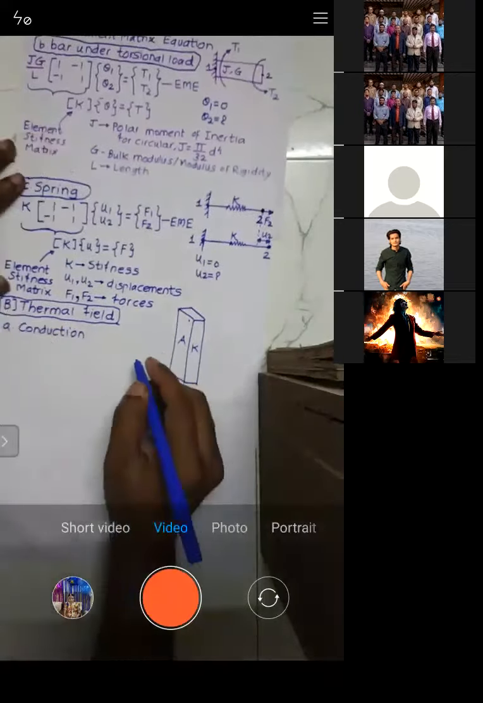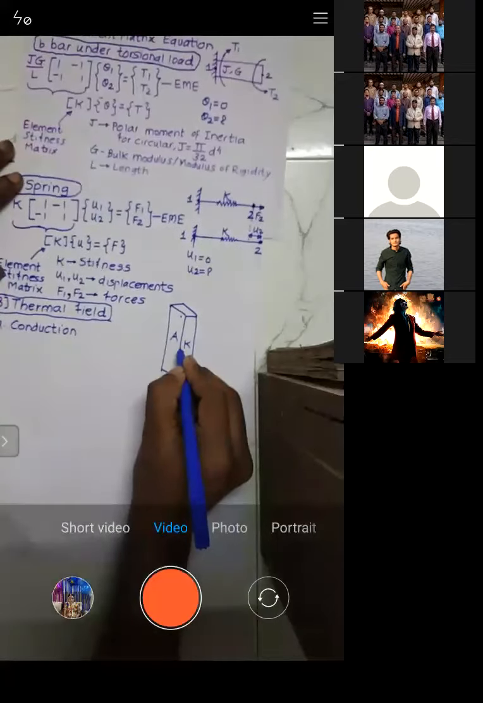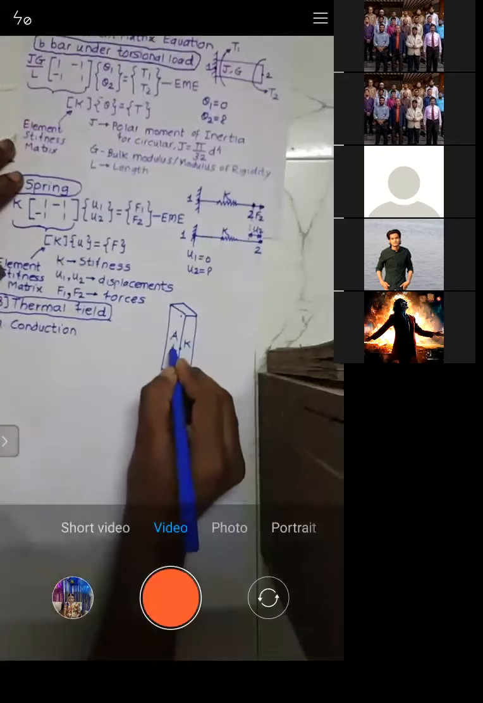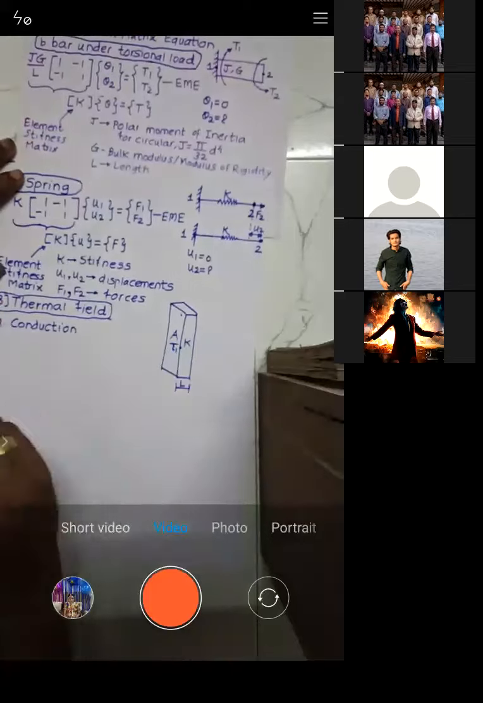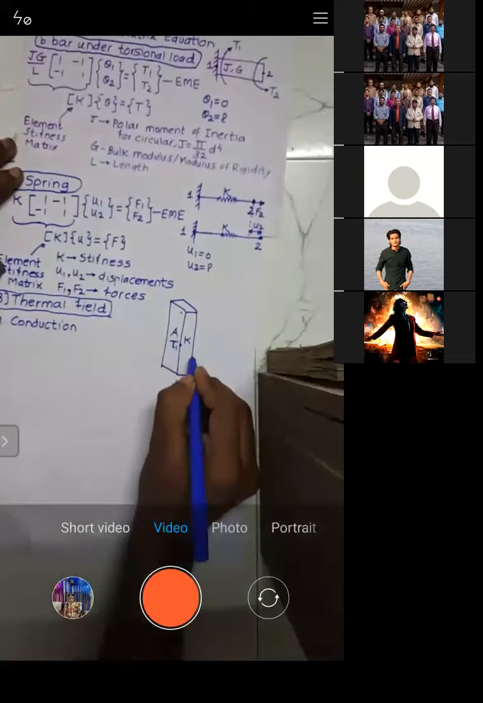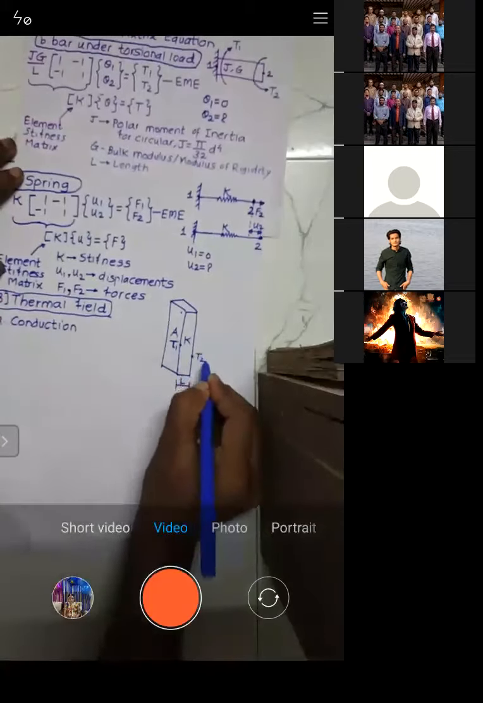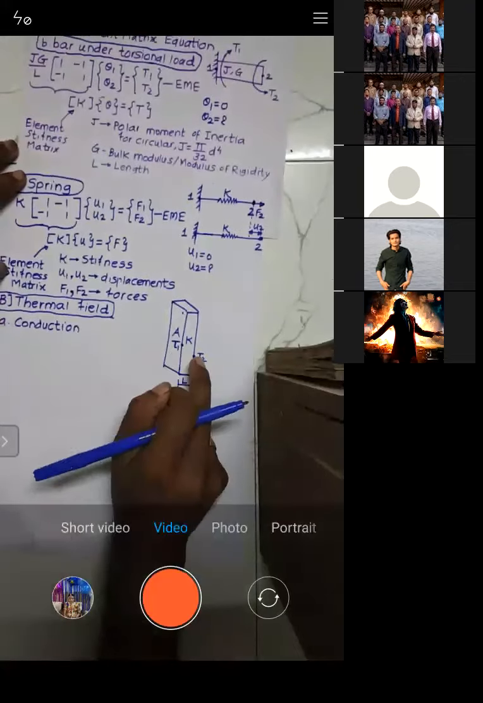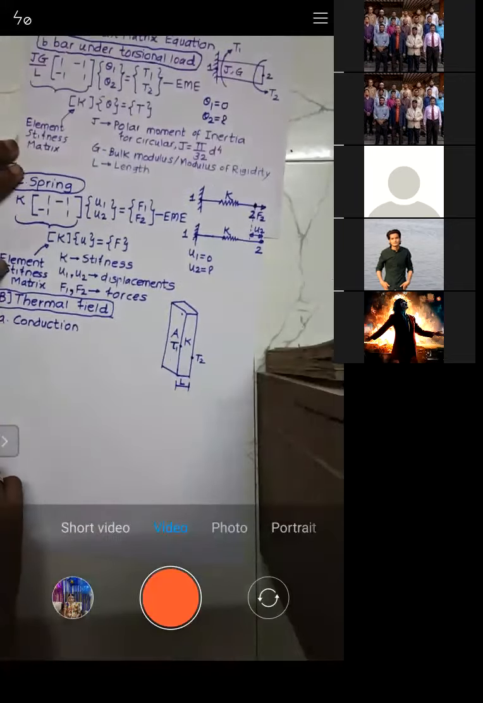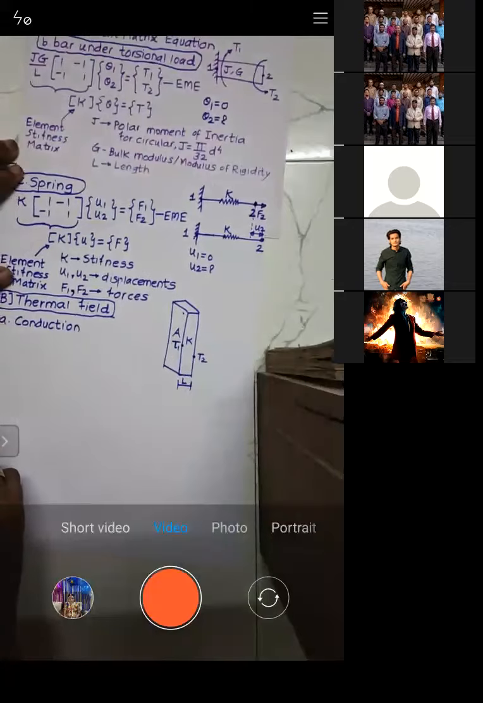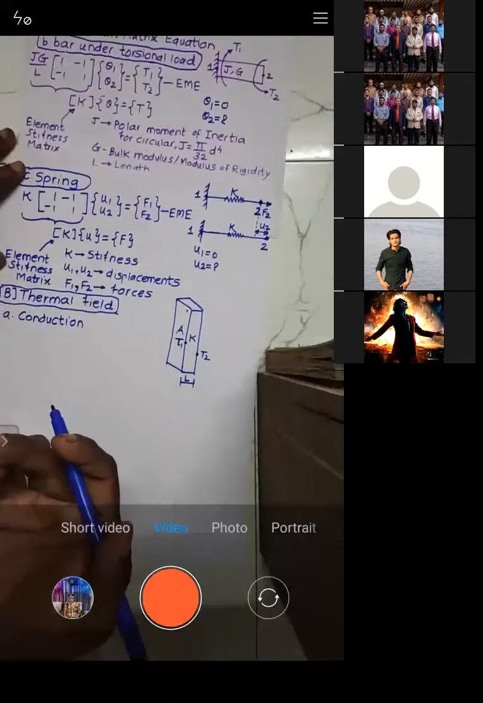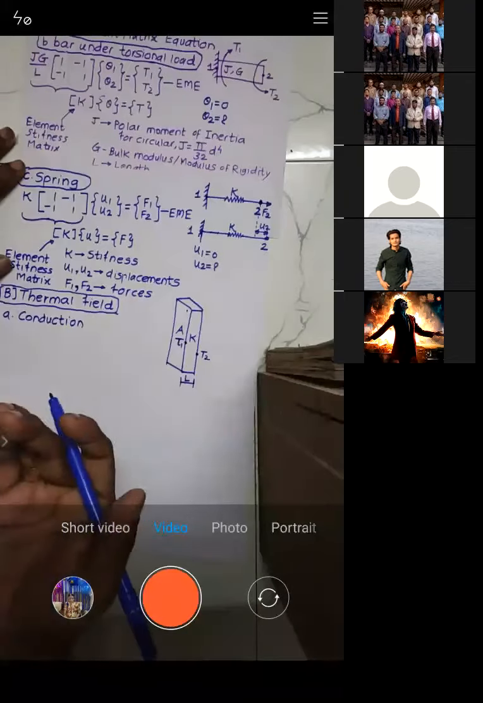Let T1 be the temperature at this particular face, and let T2 be the temperature at this particular face. Here the temperature is T1 and here the temperature is T2. Now I'm interested to calculate the amount of heat transfer. I want to know how much heat will get transferred. Heat will always be transferred from high temperature to low temperature. Naturally, heat will flow from high temperature to low temperature.